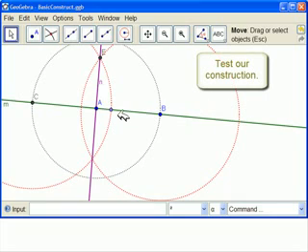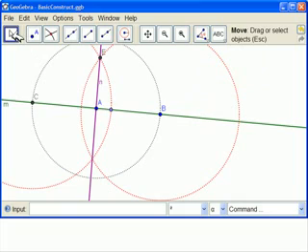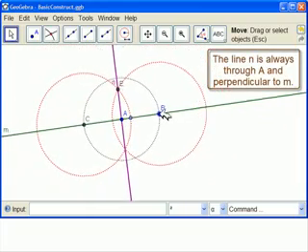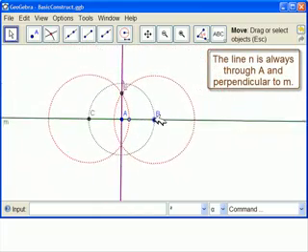Let's see if we move A, whether the perpendicular moves with it. So if we move A, the perpendicular should move with it. There it goes. And if we move B, the line should move. The perpendicular should stay the same.